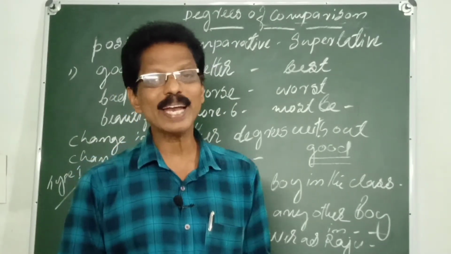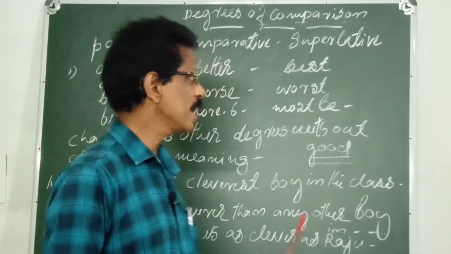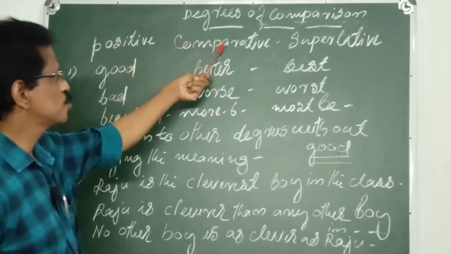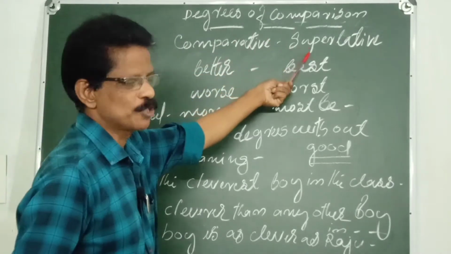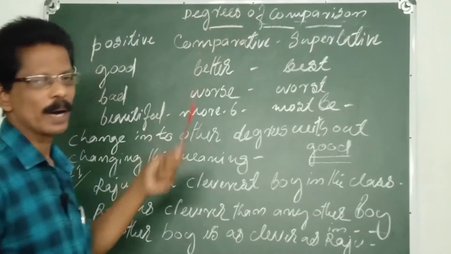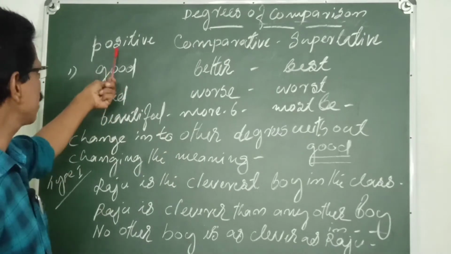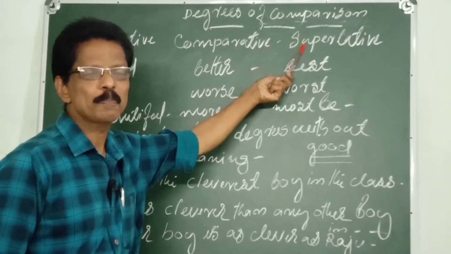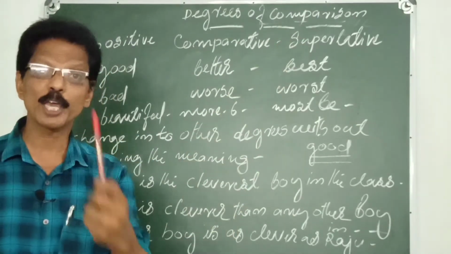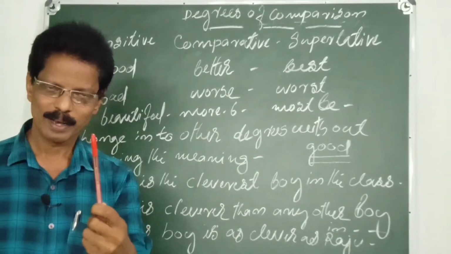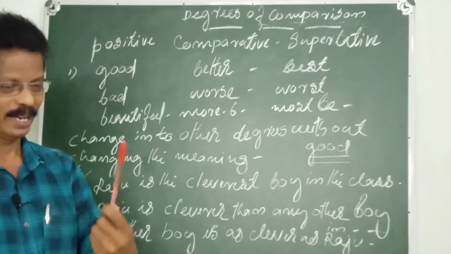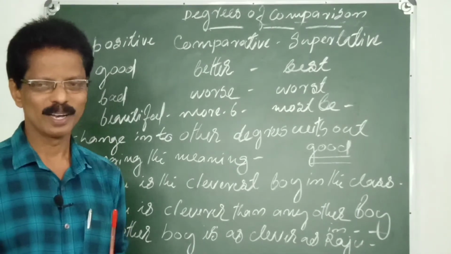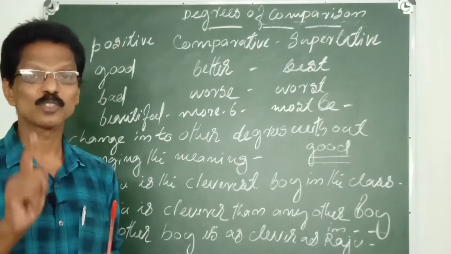Now, there are 3 degrees. What are they? Positive, comparative, superlative. Degrees of comparison. Number 1, positive, comparative and superlative. When there is only one, you have to use positive degree. Good pen, good boy. Is it not so? Good boy. When there is only one.